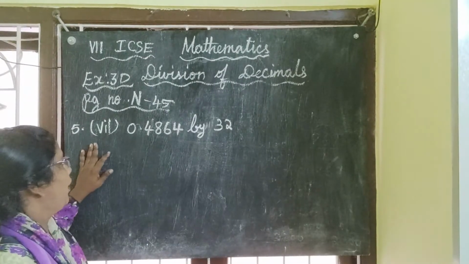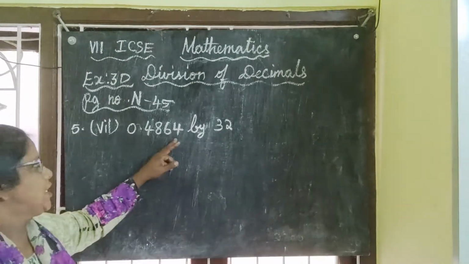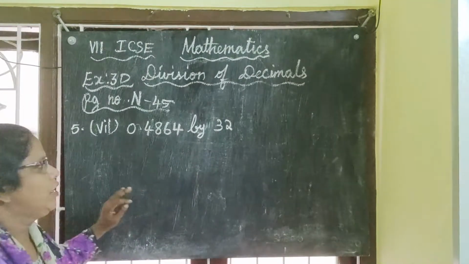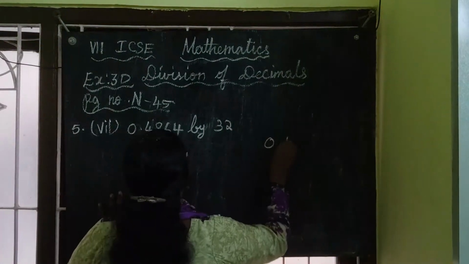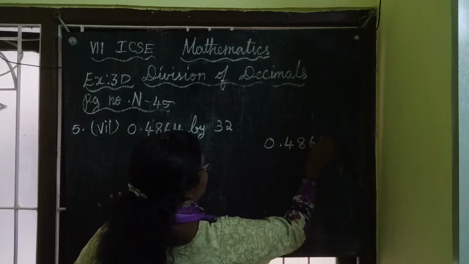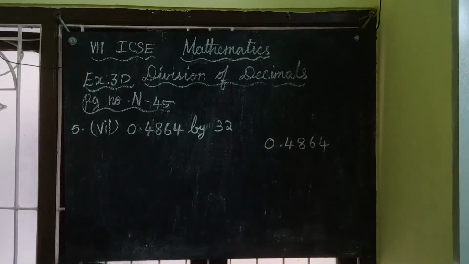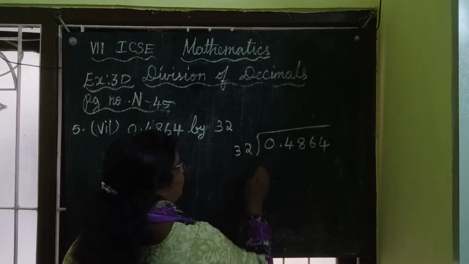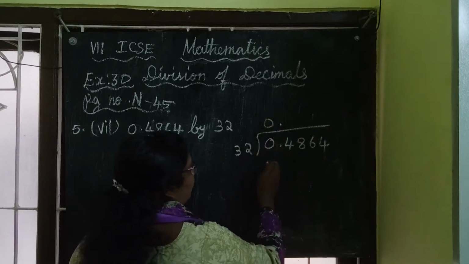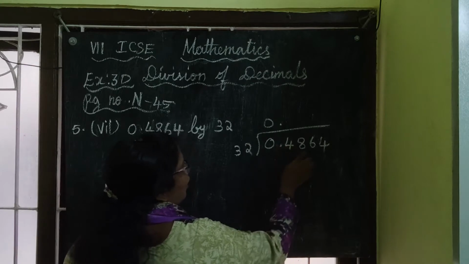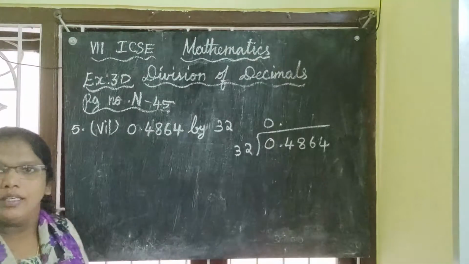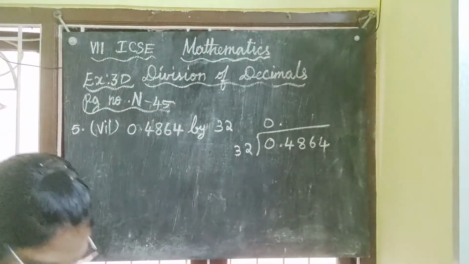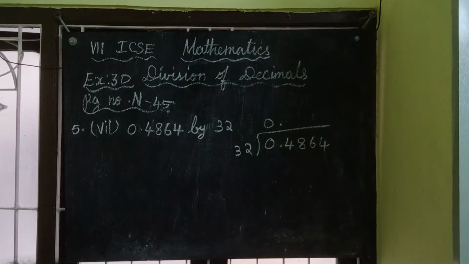Fifth one, again divide 0.4864 by 32. This is ordinary division. 0.4864 divided by 32. In 48, how many 32s are there? Come on.